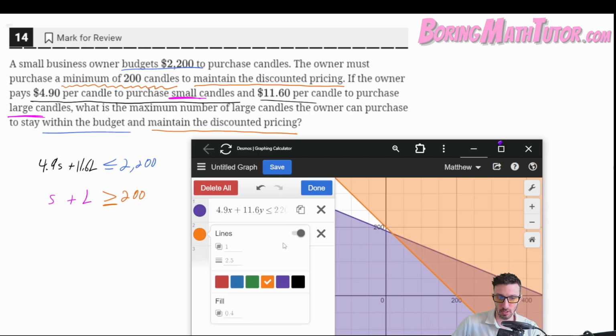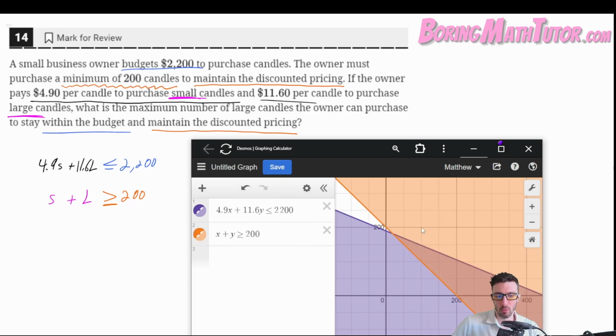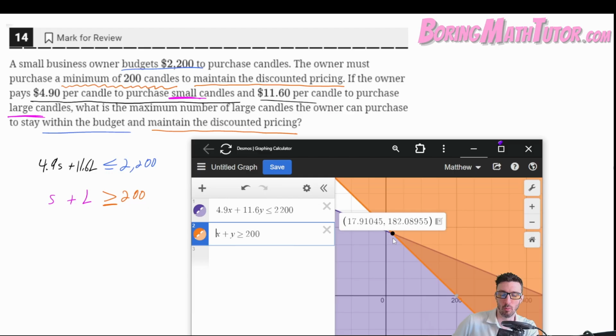Let me not make this black, that's a little silly. Okay, so now we're looking at where there's overlap in the two shadings, and we want the maximum number of L. Well, that would be the maximum number of Y. And, okay, this is getting a little weird because we're getting to 182 point something. Well, you can't actually purchase that many large candles, but you would be able to do 182.